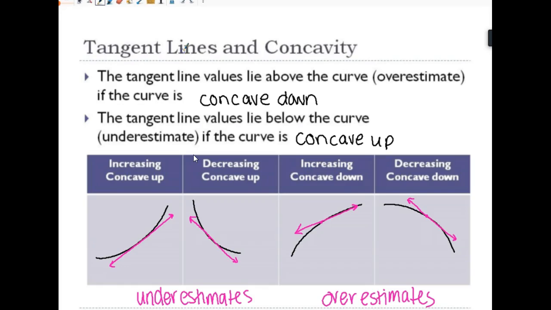So you can think of up as under, so the U's sort of go together. Concave down is over, so if something's concave down, you jump over it. So it's an overestimate, because if it's concave down, you're going over. If it's going up, you're going to be under it. So if you're crawling underneath something concave up, you'd go under.